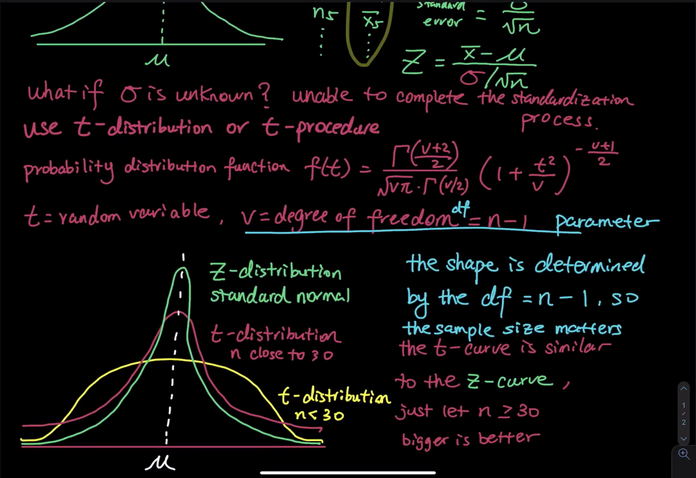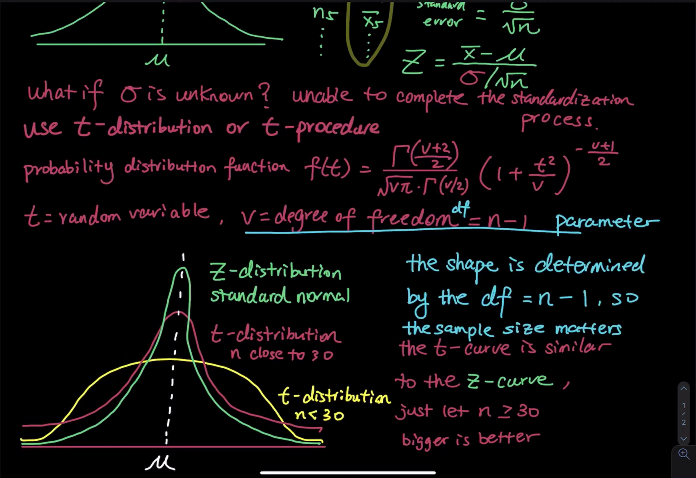Listen to me. T is a random variable, and V is the degree of freedom. Degree of freedom, we just call it DF for short. D stands for degree, and F stands for freedom. Degree of freedom is easy. You just have to take the sample size minus 1. So in this probability distribution function, T is a random variable, and the degree of freedom is a parameter. Again, T is a random variable. The degree of freedom is a parameter. Why do we call the degree of freedom a parameter? Because, and this is extremely important, the degree of freedom controls the shape of the curve.